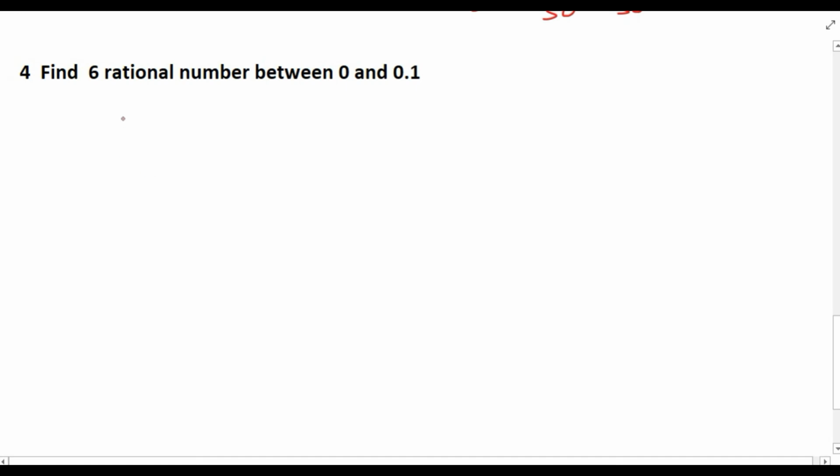Now the fourth question is: find 6 rational numbers between 0 and 0.1. Is 0.1 a rational number? 0.1 is definitely a rational number because I can write 0.1 as 1 by 10. 1 by 10 is in the form p by q, and q is not equal to 0.